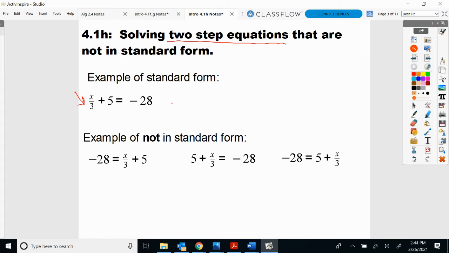Okay, so this one right here is an example of a two-step algebra equation in standard form. And we've talked about this. When it's in standard form, our brain really likes that. It's easy for us to visualize it and solve it, and it just makes sense to us, okay? But sometimes algebra problems are not in standard form, like these three examples I have for you down here, okay?